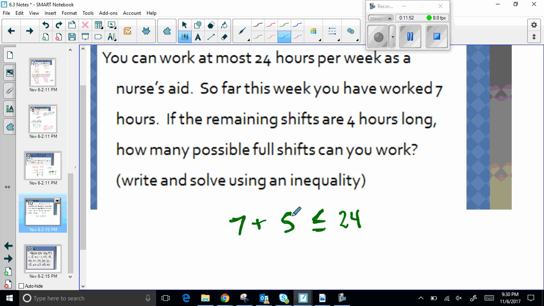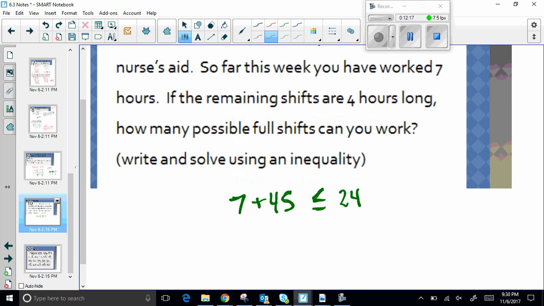we don't know how many shifts you're going to work. It could be like 2 shifts, could be 8 shifts, could be however many, but the number of shifts that you work are going to get multiplied times 4 because they're 4 hours long each. So if I do 7 plus 4 times the number of shifts, it's got to end up being less than or equal to 24. All right, I'm pretty sure a lot of you guys are already there.